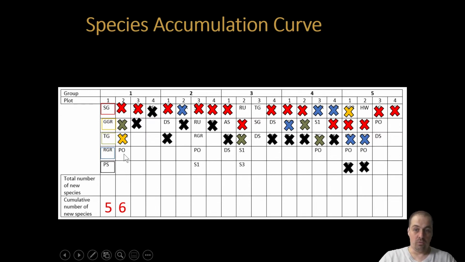So I'm not going to show you this, but what you would do is cross out PO everywhere after because it occurs here, so it's no longer a new species. This column, everything's crossed out, so it stays a 6. This one stays a 6. DS is 1 new one, so you'd add that, you'd get 7, and don't forget to cross out DS, and you keep going like that.